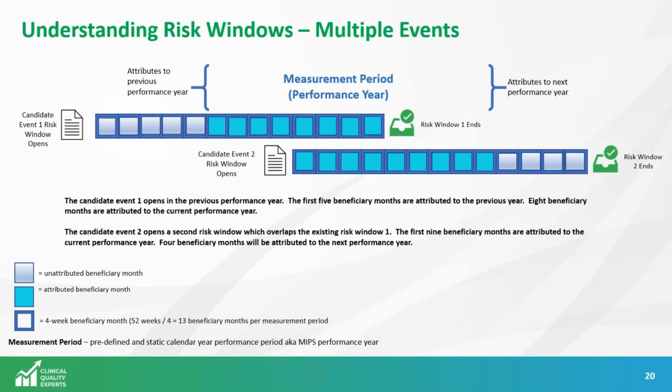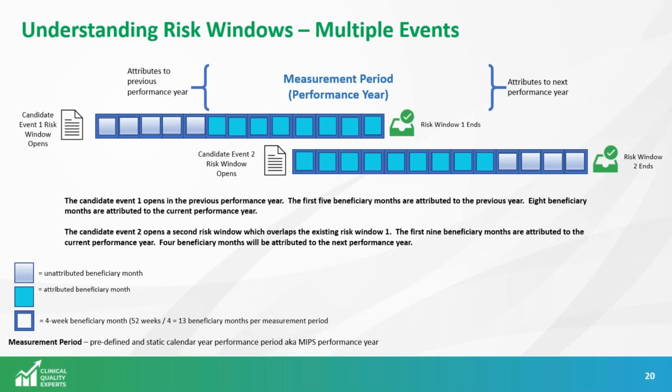So in our next example, we will see what happens when there are multiple events. Our clinician sees the same patient for a yearly exam, and the patient always makes their appointment for some time in mid-year. That means that the risk window is overlapping performance years. When this happens, the beneficiary months are split up into different performance years, and the cost for those months are attributed to the performance year that they fall under. For candidate event 1, months 1 through 5 go to the previous performance year, and the rest to the current performance year.